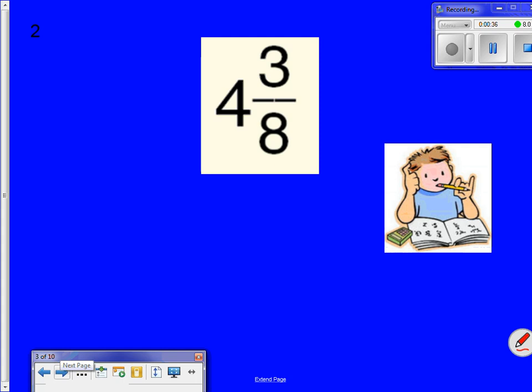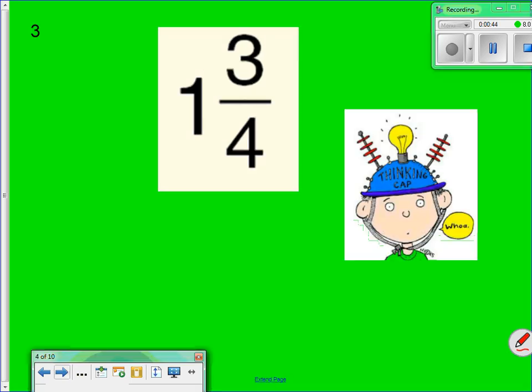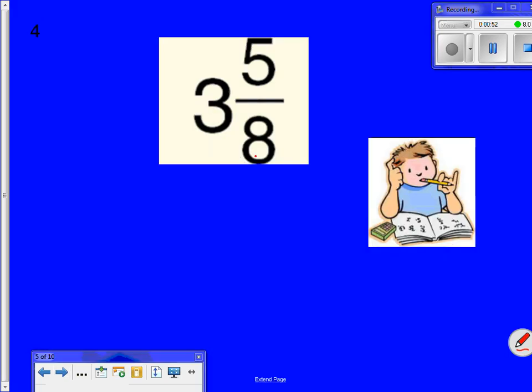Next problem, we're going 8 times 4 is 32, plus a 3 gives me 35 over 8. Next one, 4 times 1 is 4, plus 3 is 7 over 4. 8 times 3 gives me 24, plus 5 gives me 29 over 8.